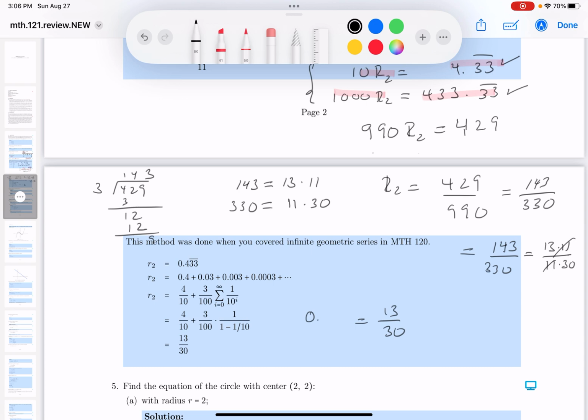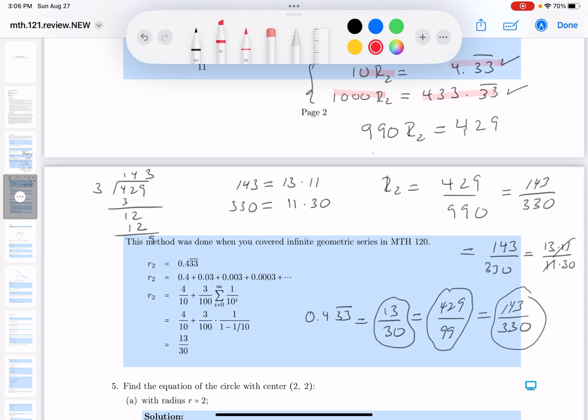which was 0.433. The 3s are being repeated. But again, I'm of the opinion, if you wrote down 429 over 990, that would also be a good answer. If you wrote down 143 over 330, that would be a great answer. I think most teachers would agree that this is the correct answer to write down. This is reduced form. But I don't see these things as being bad. I see this as something where you understood what you needed to do.